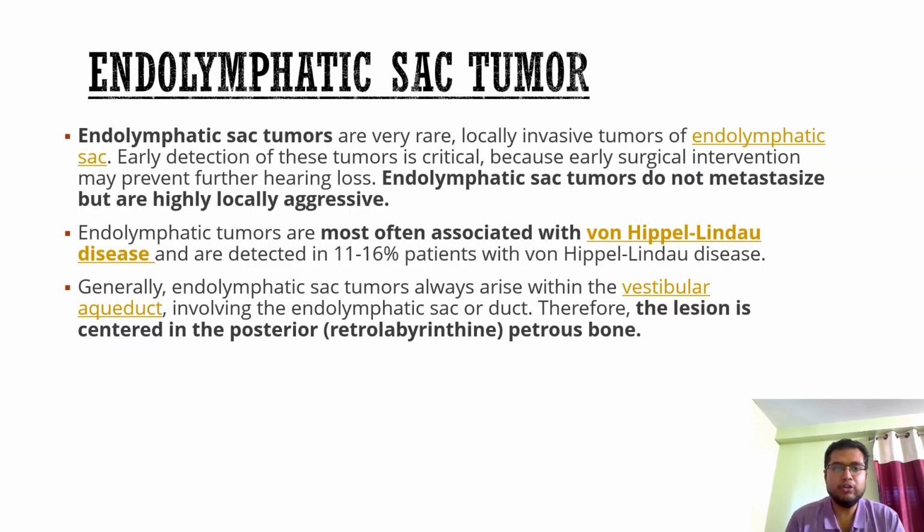So endolymphatic sac tumors are rare entities. They are locally invasive tumors, and early detection of these tumors is critical because early surgical intervention may prevent further hearing loss. Though endolymphatic sac tumors do not metastasize, they are only locally aggressive. They often are associated with VHL disease and are detected in 11 to 16% of the patients with VHL. And generally, the endolymphatic sac tumors may arise within the vestibular aqueduct, involving the endolymphatic sac or duct. The lesion is typically centered in the posterior retrolabyrinthine petrous part of the temporal bone.